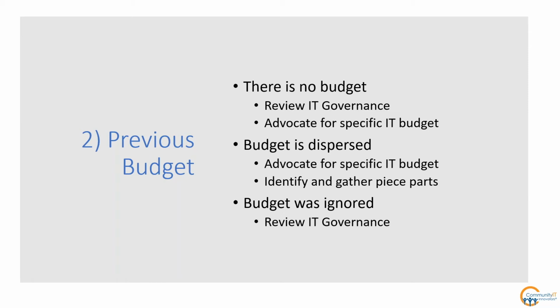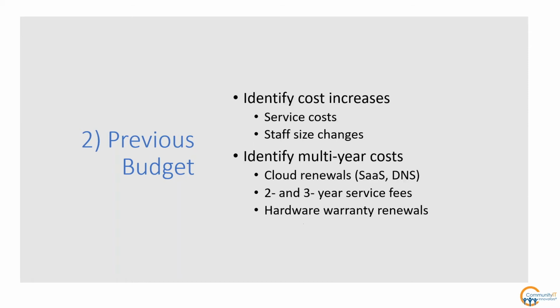And if the budget was ignored, maybe there was a budget from the previous year but it was ignored, then that's another good opportunity to review IT governance. Why wasn't the budget followed? As I said before, a budget is a written commitment of the organization to specific IT initiatives. Why was that commitment not made? When you look at the previous year's budget, you don't want to just roll the budget over into the new year.